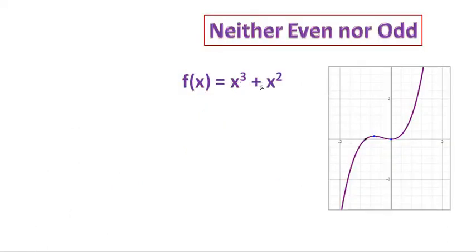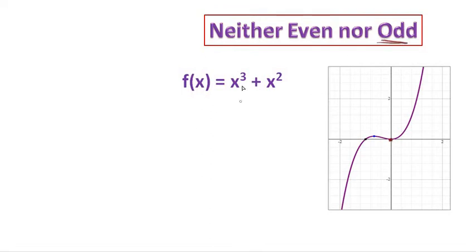Now, what about this function, x cubed plus x squared? Firstly, if we graph this function, we see that it's not symmetric about the y-axis. The right part and the left part are not the same. So it's not even. And also, it's not symmetric about the origin. So again, it's not odd.